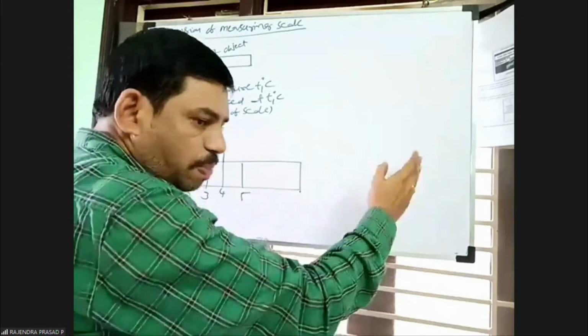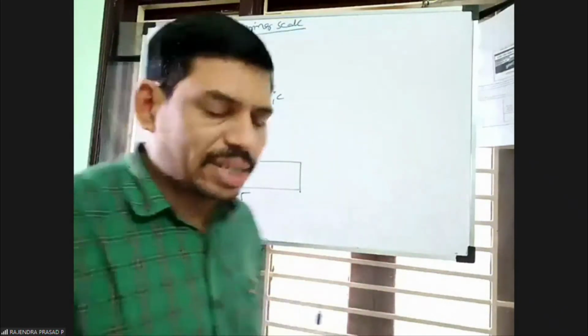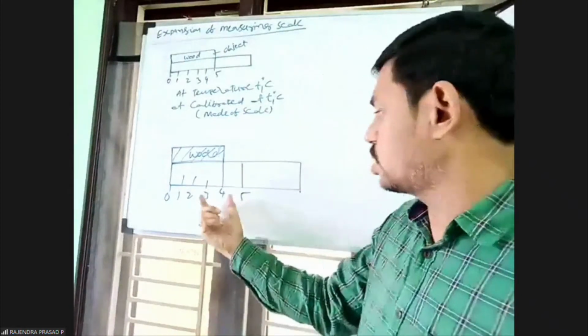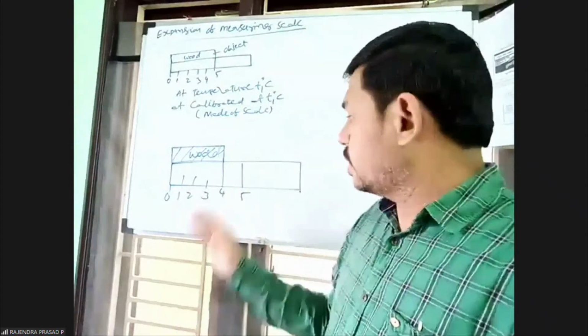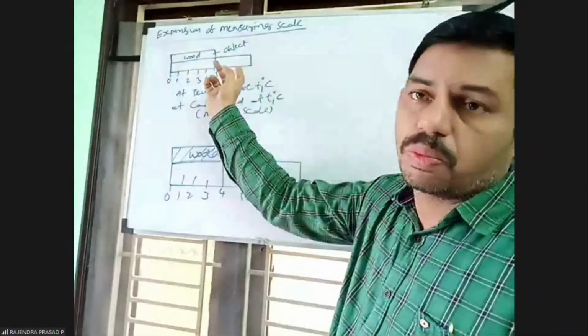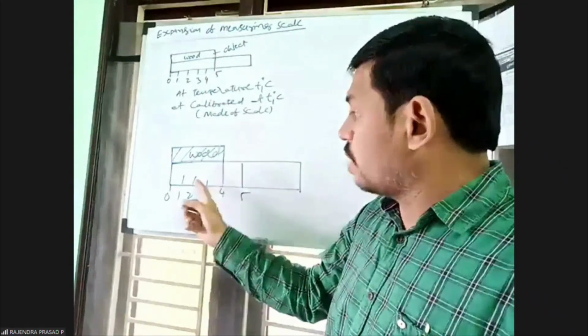Scale also expands. So length also, measuring length is short length. These are only 4 centimeters measured. This is the measured value. This is the true value. So measured value is always less than true value.